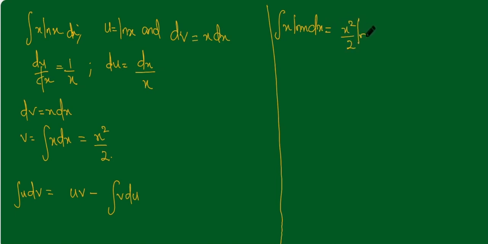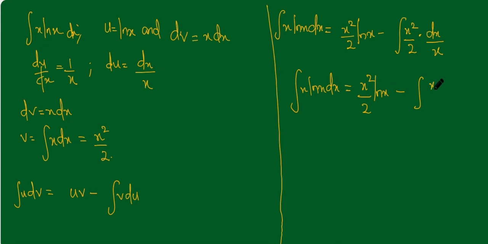by 2 ln x, minus the integral of v du, x squared divided by 2 multiplied by dx divided by x. So we have our integral of x ln x dx now to be equal to x squared all over 2 ln x minus the integral of x all over 2 dx. So we have our integral of x ln x dx to be equal to x squared over 2 ln x minus x squared divided by 4.